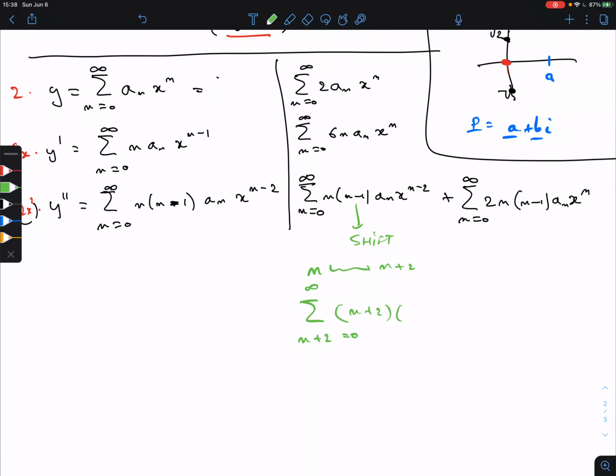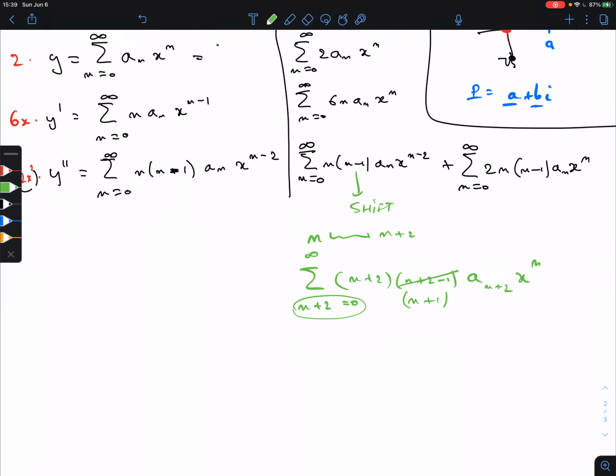n minus 1 becomes n plus 2 minus 1. a index n becomes n plus 2. x to the n plus 2 minus 2 becomes n. And here we are. Of course, let me make this simpler. This is just n plus 1, right? Now, what about this? What happens on the bottom is, well, we should solve for n.